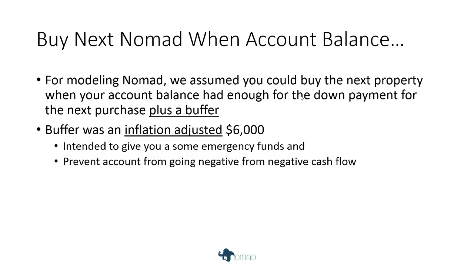So you're going to buy your next Nomad account when the account balance reaches enough to do so. So basically I say when you have enough to have a 3% down payment or a 5% down payment plus some small buffer, I want to make sure that you have enough to deal with negative cash flow and stuff. So we're going to say you have to have the down payment plus $6,000, whatever that is, adjusted for inflation over time. So 10 years from now, it's actually higher than $6,000. You need that amount plus your down payment in order to do it. It's intended to give you some emergency funds and prevent you from going negative with negative cash flow. Does that make sense to everybody?